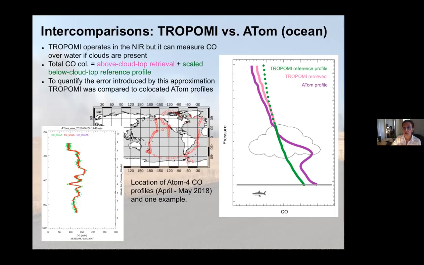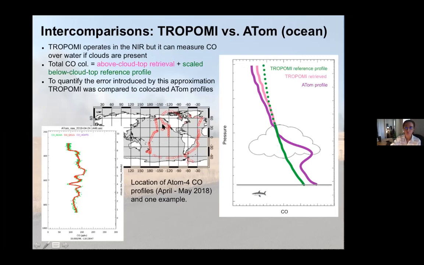So in this cartoon here, you have a representation of how they do it. They use reference profiles to fill in the vertical column underneath the top of the cloud. So the TROPOMI instrument retrieves over the cloud top, and then they use a reference profile to fill the bottom, and then they provide a total column value. So we were interested in measuring the error introduced by this approximation, and that's why we did this analysis comparing TROPOMI and ACOM vertical profiles.